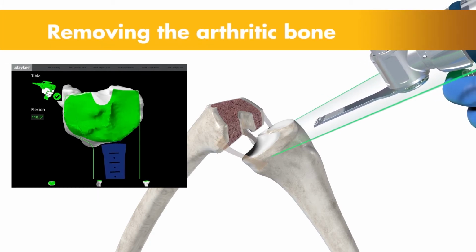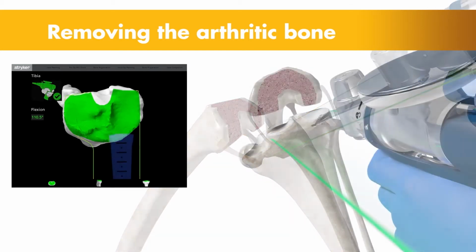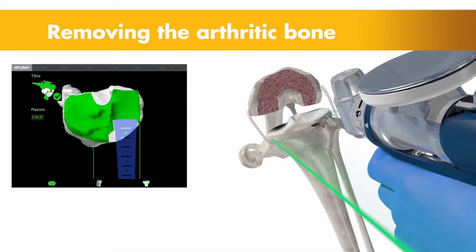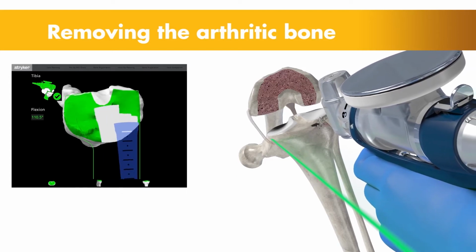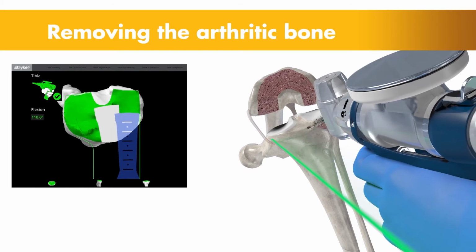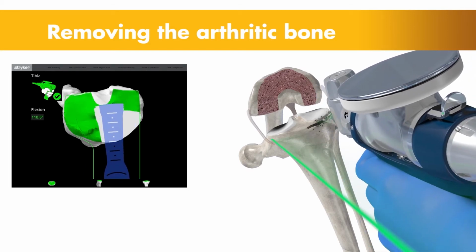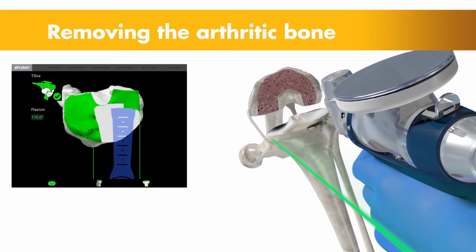A virtual boundary provides tactile resistance to prevent the surgeon from removing more than just the arthritic bone identified in the preoperative plan. And visual cues, shown in green, appear on screen to show how much bone to remove. Collectively, these cues help the surgeon stay on the preoperative surgical plan.